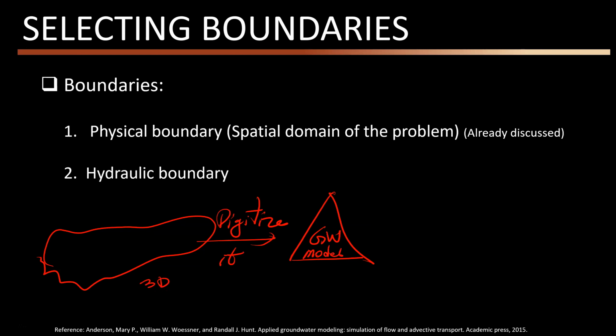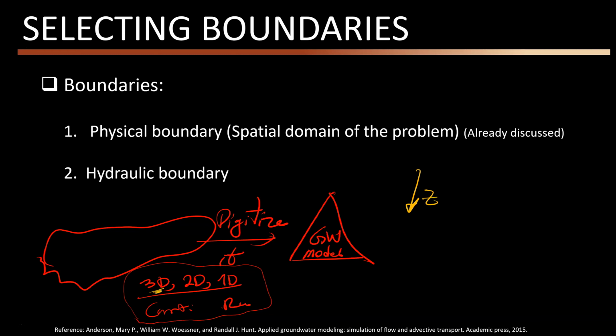So first I need to think about: do I need a 3D model, 2D model, 1D model? Do I need a Cartesian or a radial system? These are the things that we talked about in the previous slides. Now you should have a good idea how to decide, based on the problems you have, what type of model you need. For example, if you want to consider heterogeneity in the z direction, you have to have a 3D model if it is important.